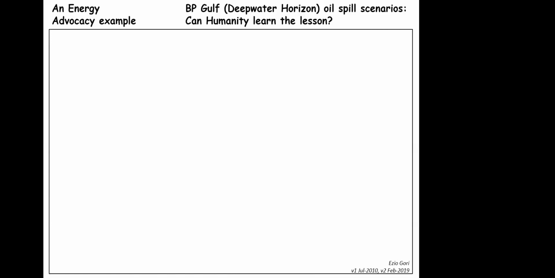So the example I've used here comes from several years ago, where in 2010 there was the BP Gulf oil disaster, or the Deepwater Horizon disaster. And I developed a couple of scenarios around this, which I'd like to share with you. And think about this technique, because you can use this technique for a lot of other issues in your life, your personal life, or to challenge a project or whatever.